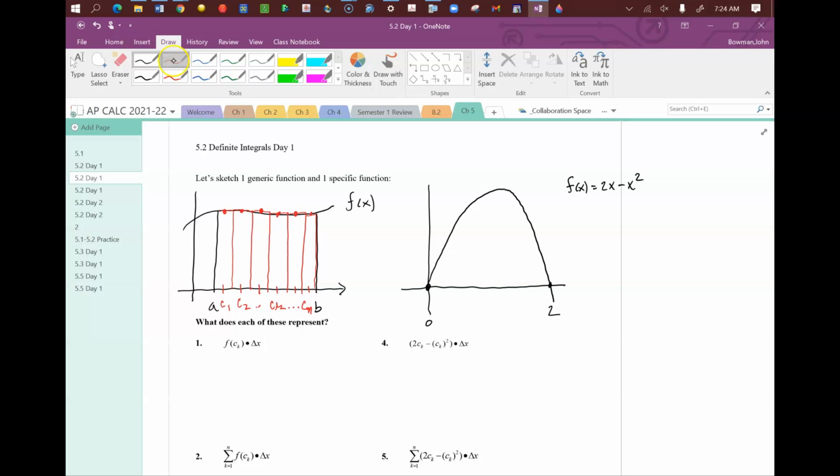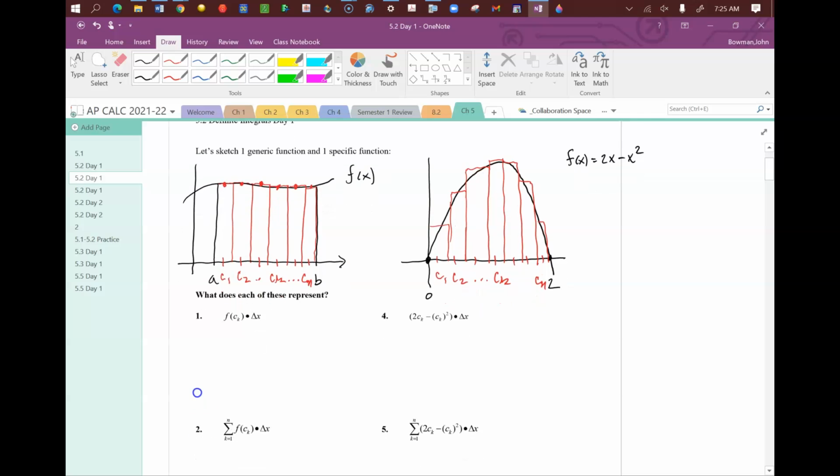And we're going to do the same thing there with rectangles. We're going to draw some rectangles that have heights that correspond to the value of the function, and we're going to use x values within each of those subintervals to determine the height of those rectangles. And I will label those C1, C2, dot, dot, dot, CK, all the way up to CN.